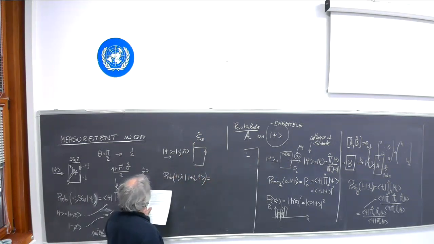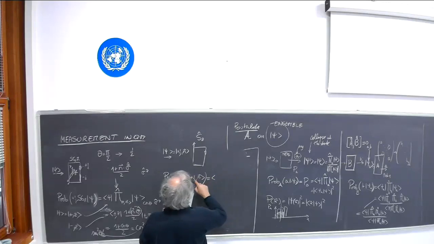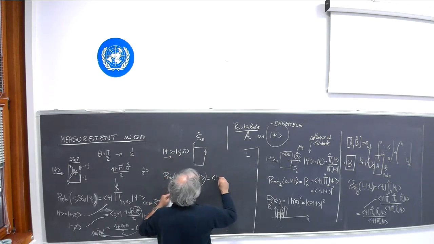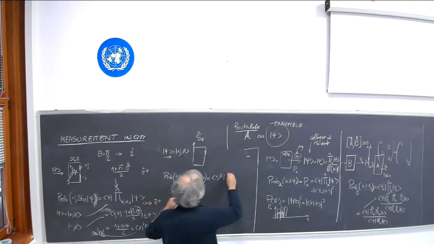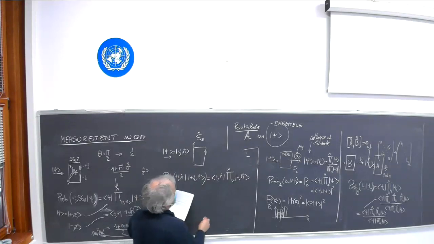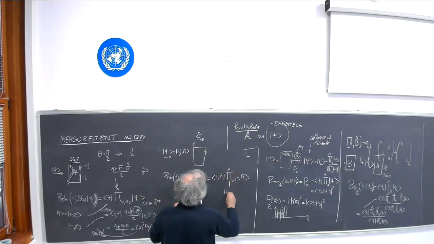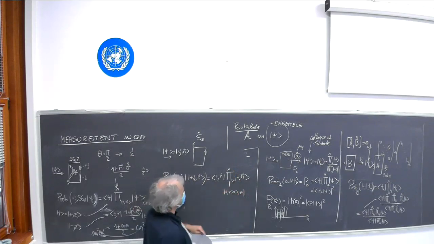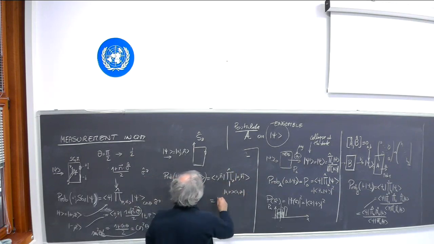The answer is that I should take the expectation value on the state that I have prepared, the psi, which is +n, of the projector along z. The projector along z is what? It's simply the state plus z plus z, right? So the answer is the modulus square of +n plus z.